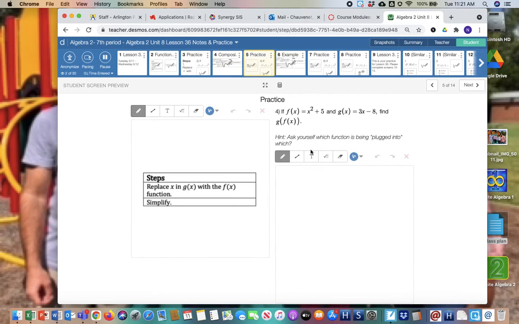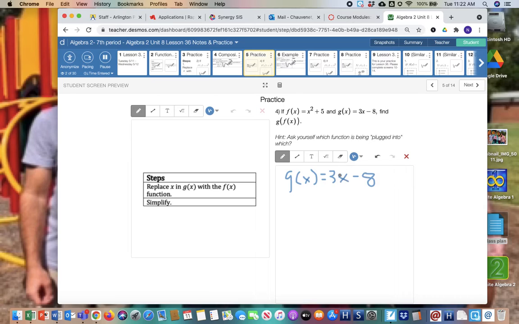All right, well, let's look at a practice of it. Here it says f of x equals x squared plus 5, g of x equals 3x minus 8. Find g of f of x. So I'm going to start with what's on the outside, which is the g of x equation. So the g of x equation just reads 3x minus 8.